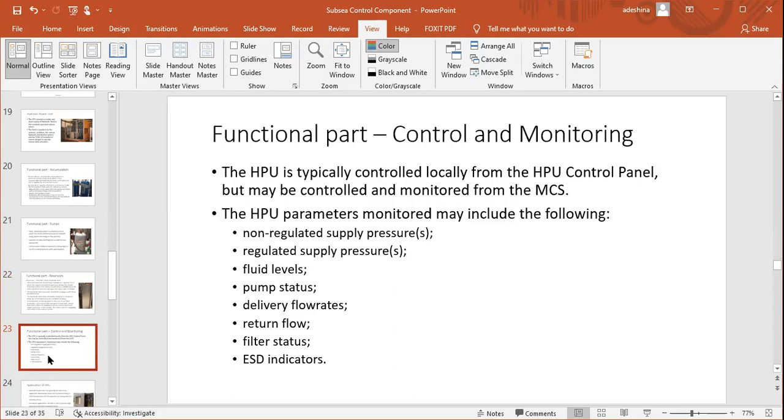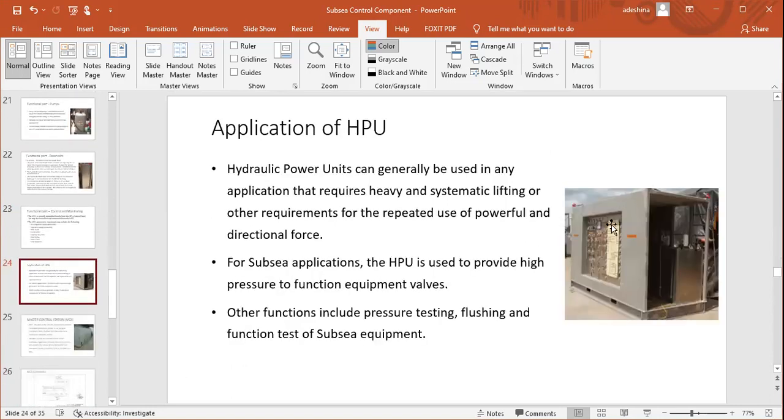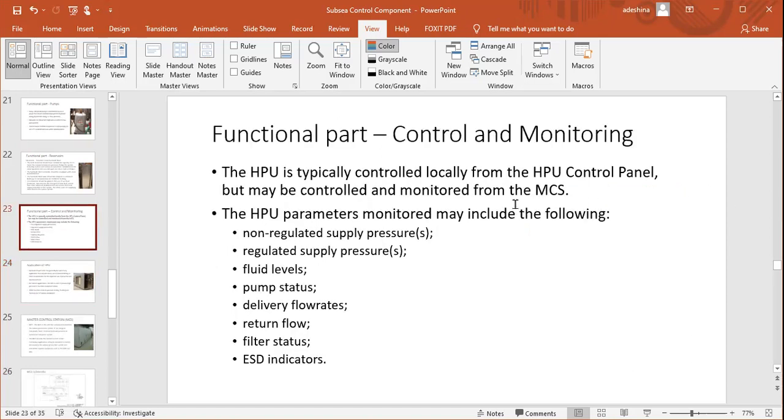So next we have control and monitoring of our HPU. This can be done locally via the HPU control panel, which you can see on the panels. If you look at this, you will see some panel gauges by this side and the topmost side here. So you can do control and monitoring from there. This should include non-regulated supply pressure, regulated supply pressure, fluid level, pump status, delivery flow rate, return flow, filter status, and as well, ESD indicators.